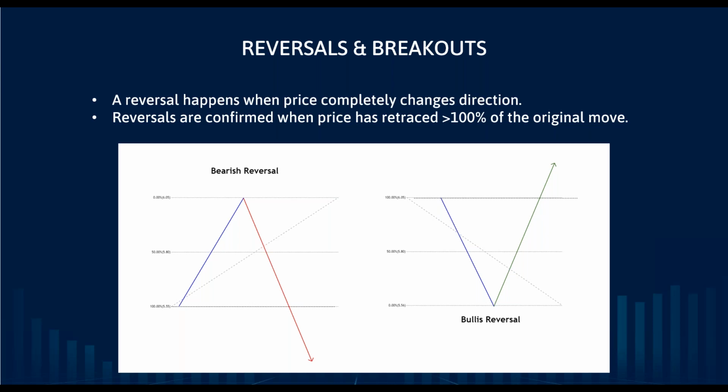Okay, and how do we identify when price has completely changed direction? Reversals are confirmed when price has retraced more than 100% of the move. Generally, that is what we see when it comes to retracement. Okay, so if you look over here on the slide, let's talk about bearish. I missed out the letter H. So it should be a bullish reversal, bearish reversal. Under the bearish reversal, this is our starting point, this is our ending point.